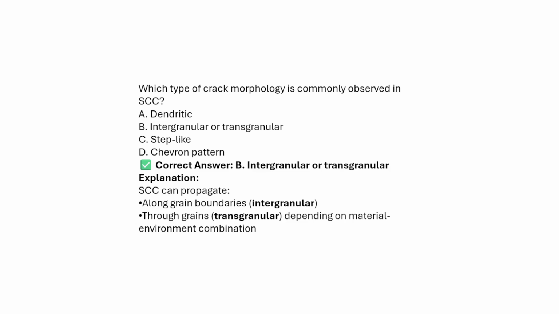Which type of crack morphology is commonly observed in stress corrosion cracking? Dendritic structures, intergranular or transgranular, strap-like, or chevron pattern? The answer will be intergranular and transgranular. Why? Stress corrosion cracks propagate along the grain boundaries, intergranular, and through grains, transgranular, depending on the material, environment, and combinations.